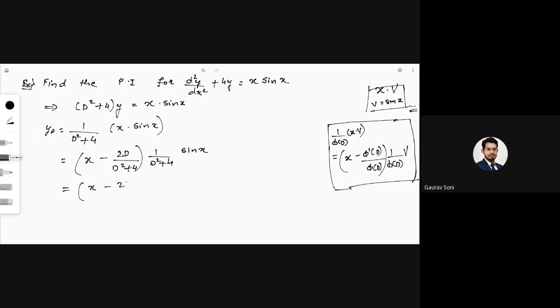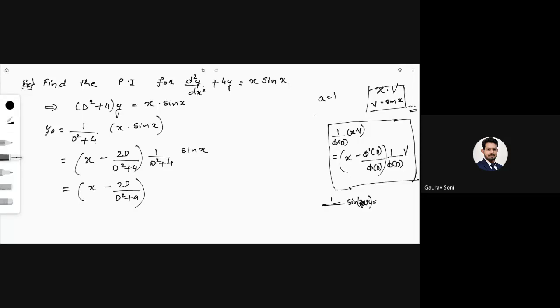Now, x minus 2d upon d square plus 4. I just want to ask you now, what is the rule for sin x, sin ax? Replace d by... Are you sure? Sir, d square by minus a square. So what is your a in this case? A is 1.